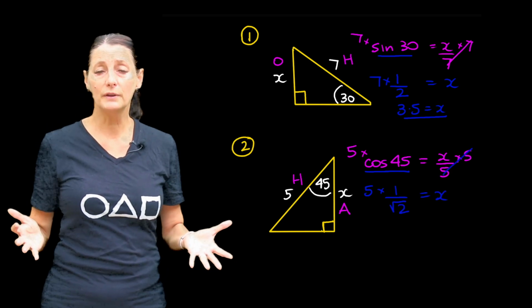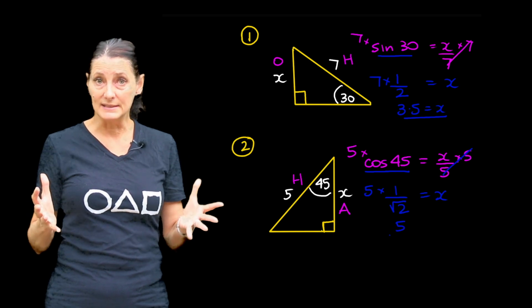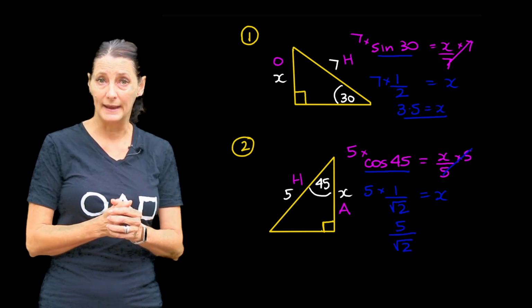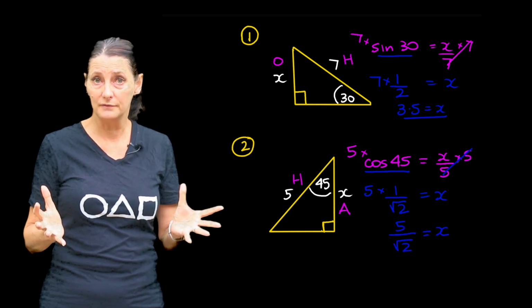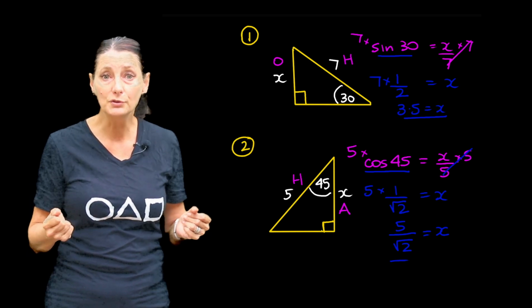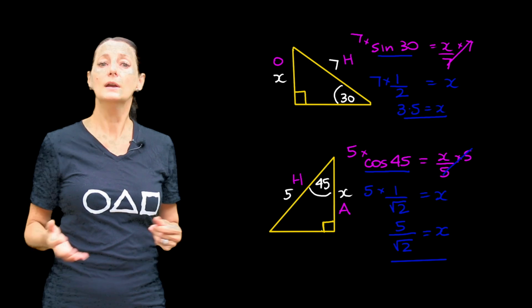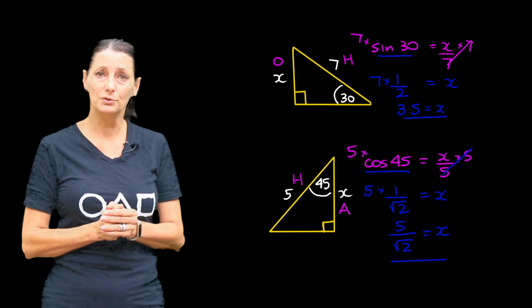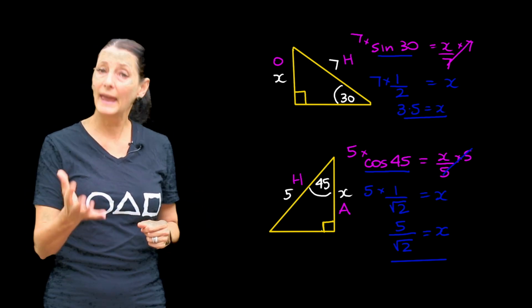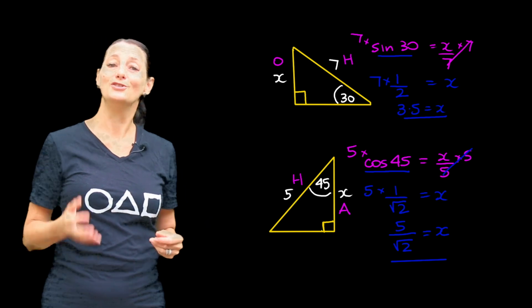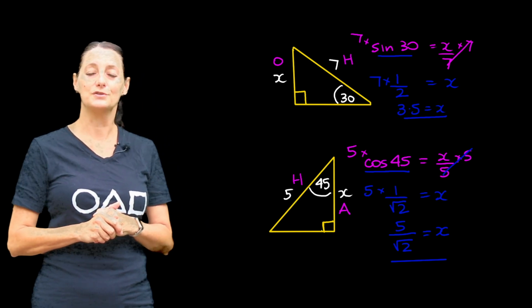But you know cos 45 is an exact value. So that exact value comes from my isosceles right angle triangle. Cos 45, remember? That's right, 1 over root 2. So 5 times 1 over root 2 is just 5 over root 2. So the value of x is 5 over root 2. That's an exact value. You can calculate it, but you don't need to. You can just leave your answer as 5 over root 2.